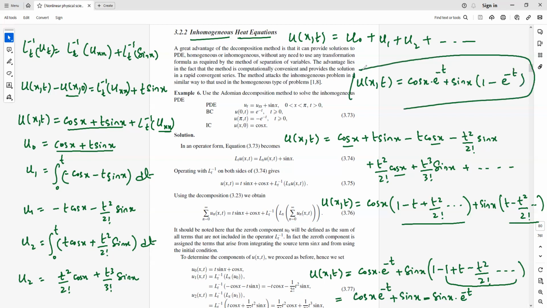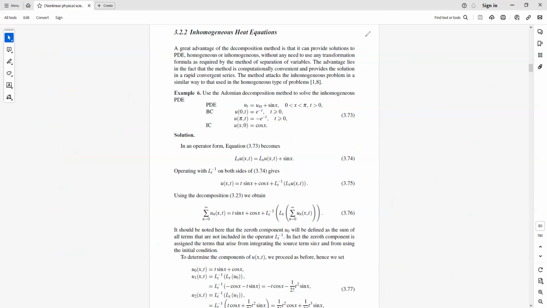So this is the solution of the given problem in the t direction. Now if we want to solve this problem in the x direction, we need to apply the L_x inverse operator on both sides.